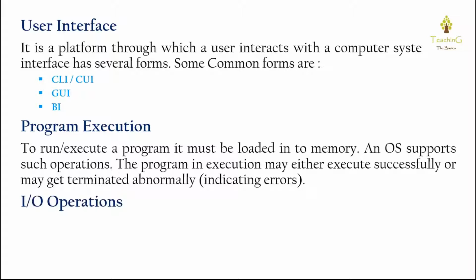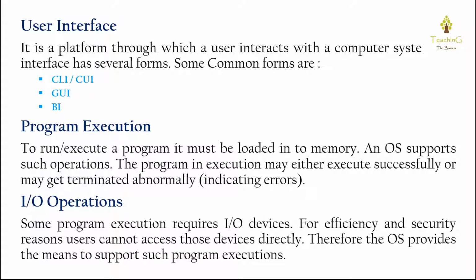So the next one is IO operations. Now some program execution requires IO devices, that is input output devices. For efficiency and security reasons, users cannot access those devices directly. So therefore the operating system provides the means to support such program execution.